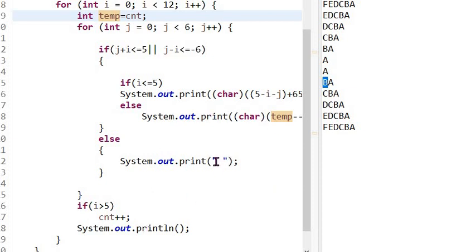Next time counter value will get decreased, and then temp value will get decreased, and then it will print A. This is how we are going to print this pattern. Hope you guys understand it.